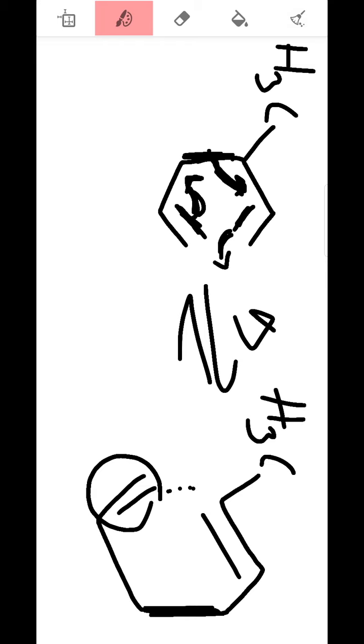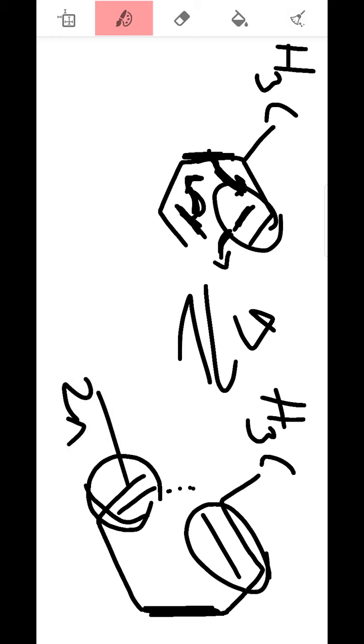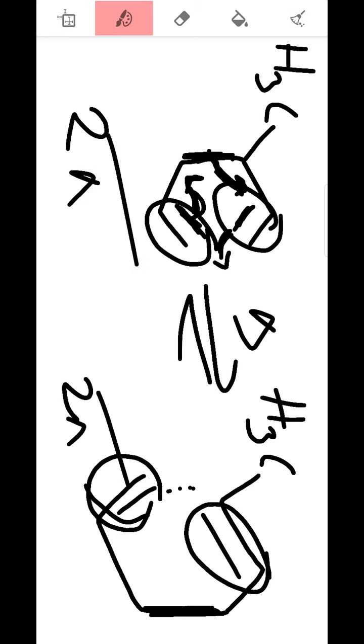And if you look at it, you have one pi bond here, another pi bond here, that's 2 pi. And if you look at this, you have 1 pi, another pi, that's also 2 pi. So basically you have the same number of pi electrons. So this is an example of sigmatropic.